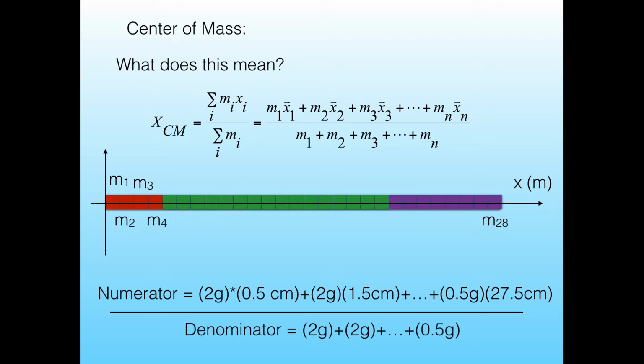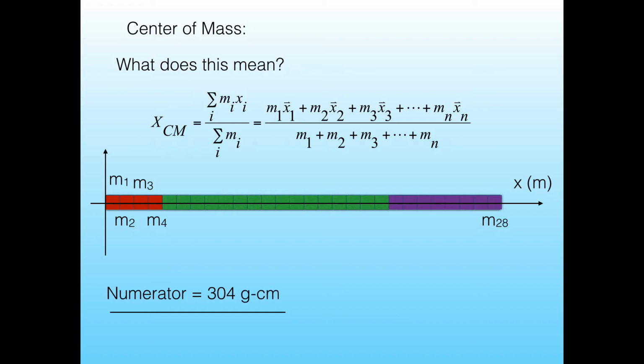The denominator is just the sum of all the masses, so the first 4 masses have 2 grams, the last 8 masses have 0.5 grams, and the middle masses that are all green have 1 gram. You can just count them up and multiply that all together.